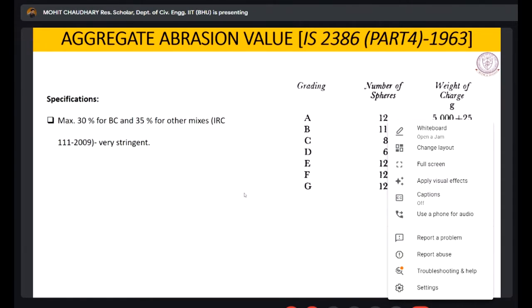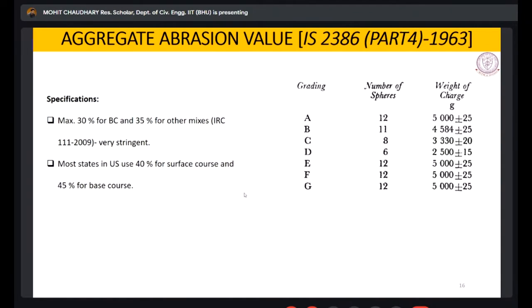If we compare it with other countries, such as the US, they have allowed it up to 40% for surface coats and up to even 45% for base coats. Also, some states in the US are allowing as high as 50%, and they have still not reported any performance problem. So we can say that we are taking a safer route in terms of abrasion in our courts.